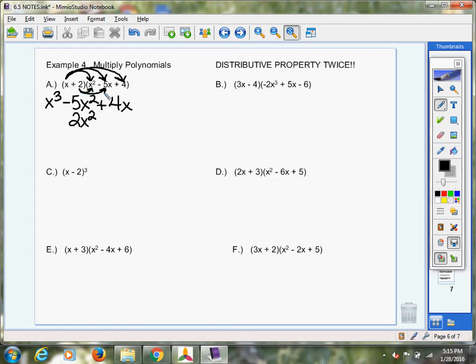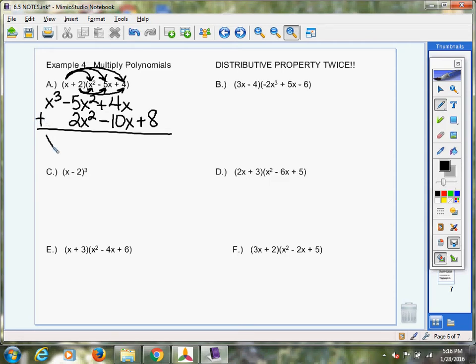2 times negative 5x, that's negative 10x. I put that under the positive 4x because they are like terms. And then last but not least, 2 times 4, that's positive 8. All right? So I like to stack them versus writing them all out horizontally. I like to stack my like terms together. It just is visually a little bit easier. And then you're just going to add your like terms together.